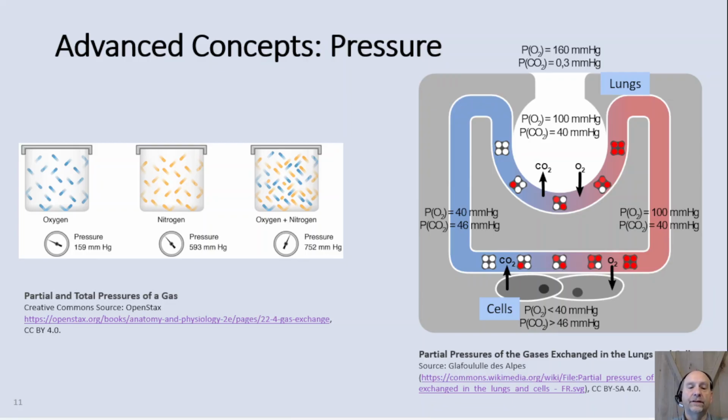Dalton's law states that the total pressure exerted is equal to the sum of the partial pressures of the individual gases. Henry's law states that the concentration of a gas in a liquid, such as blood, is directly proportional to the solubility and partial pressure of the gas.